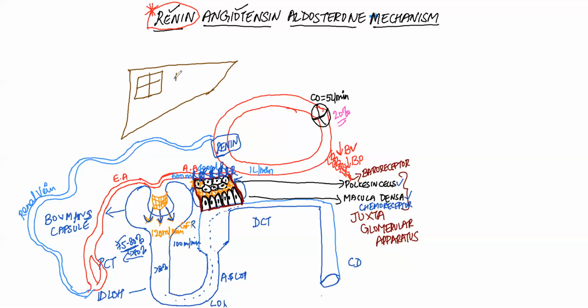The liver is the site of production of all the proteins: globulins, albumins, except which globulin? Gamma globulin is not formed in the liver, because gamma globulin is actually your IgG antibody, and antibodies are not produced in the liver. So the liver produces one particular protein called angiotensinogen.